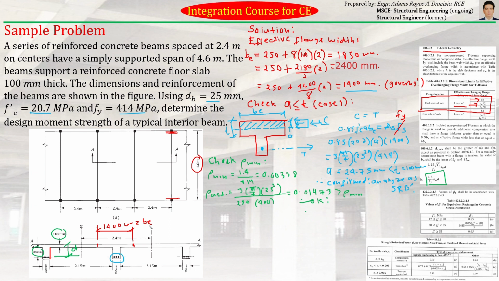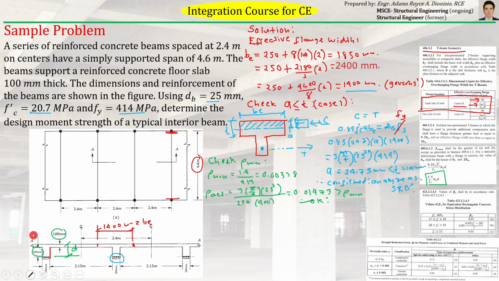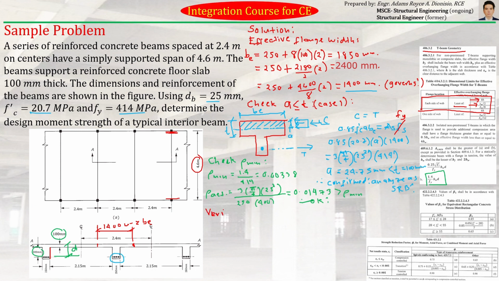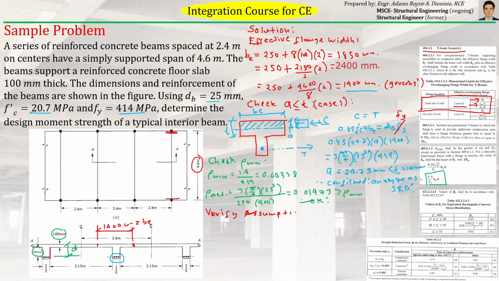Okay? Next thing that we have to do is verify natin yung mga assumption natin. Isa lang naman yung inassume natin eh. Inassume lang natin nung una na tension steel yielded. So, verify lang natin kung talaga nag-yield siya. That is the next thing that we have to do before we proceed with the computation of the moment capacity. Verify assumptions. Verify lang natin yung assumptions natin.